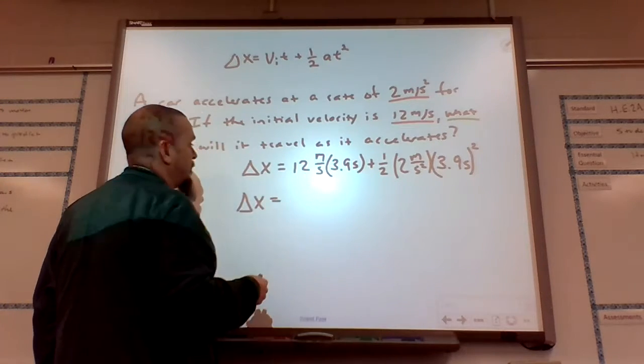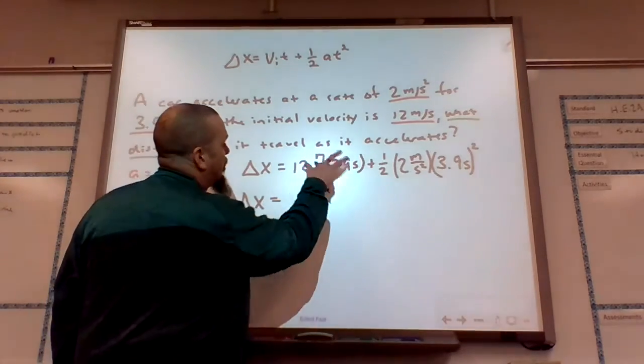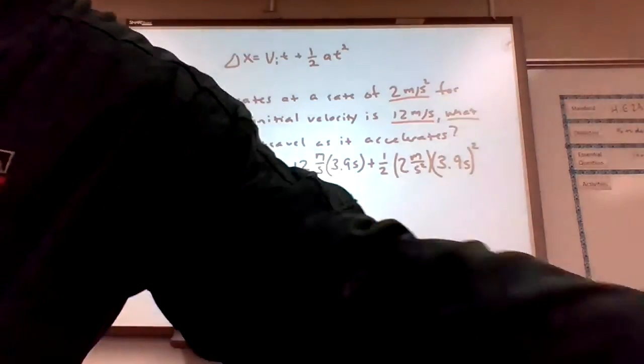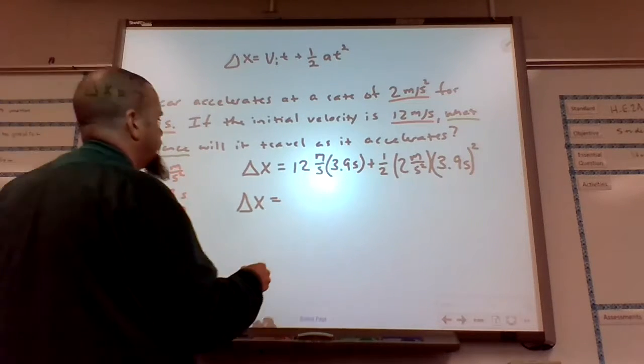And while we do that, let me take a moment to mention something about unit cancellation. My first expression is 12 times 3.9. 12 times 3.9 is 46.8.